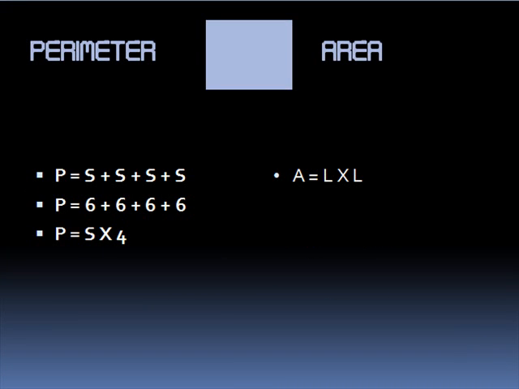Just to refresh your memory on the formulas for area and perimeter for calculating a square. For perimeter, it equals side plus side plus side plus side, because there are 4 sides in our square that will all be the same length. To calculate the area of a square, all we need to remember is area is equal to the length times another length.